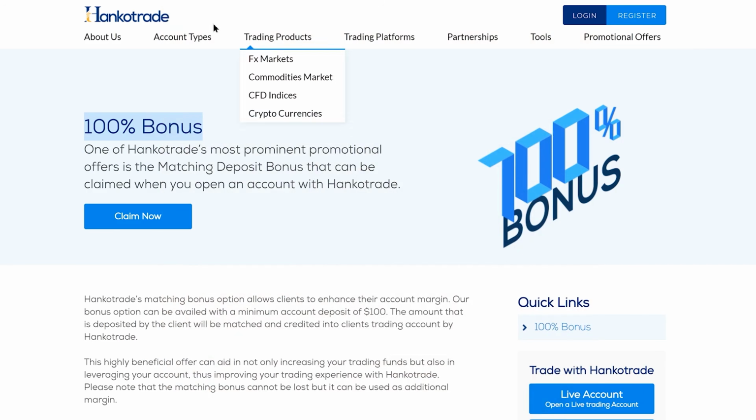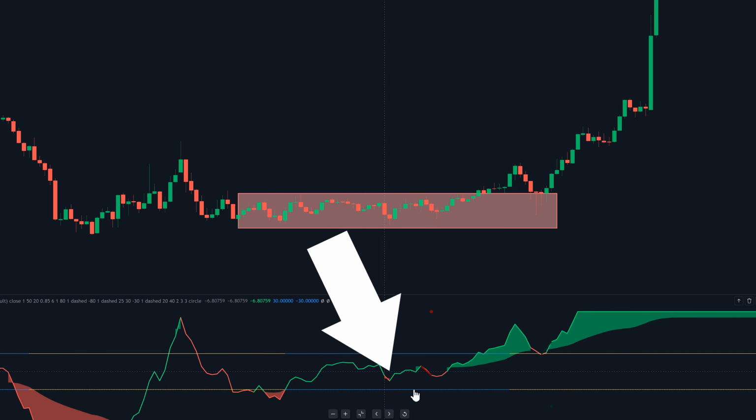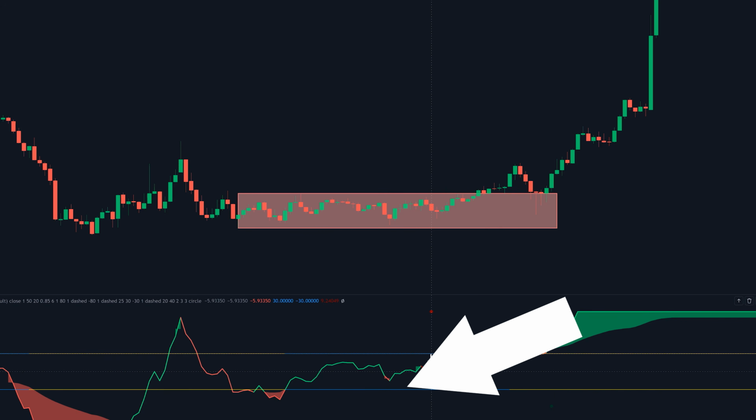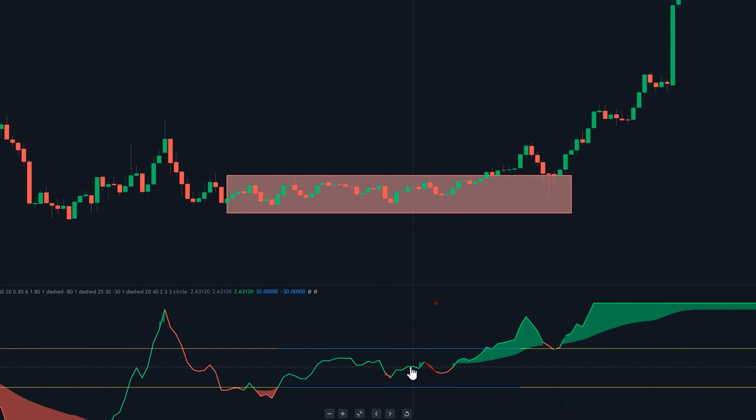Now, back to the video. So how can we use this indicator for momentum trading? Well, we're going to be using the ALMA, this red-green line, and the upper and lower consolidation threshold. Whenever the ALMA is trapped in between these two yellow lines, that indicates a low or a lack of momentum in the market. Essentially, what that means is that the market might be consolidating.